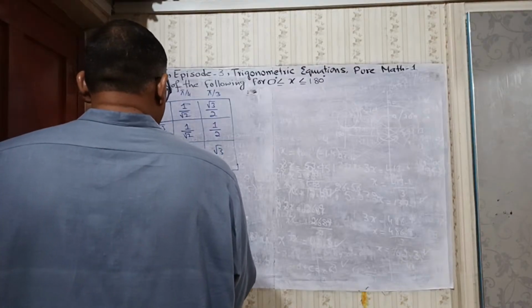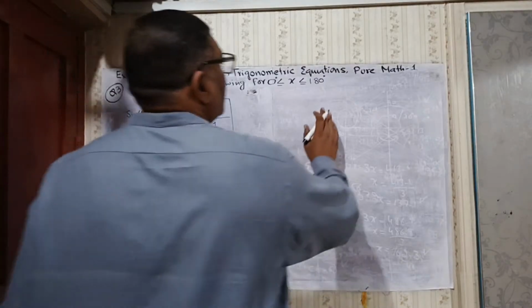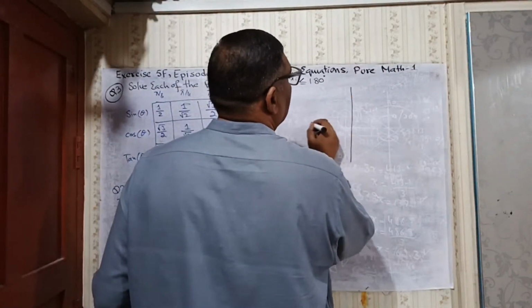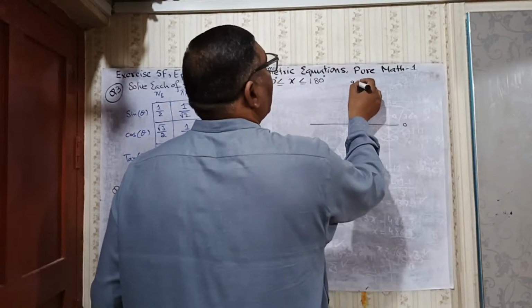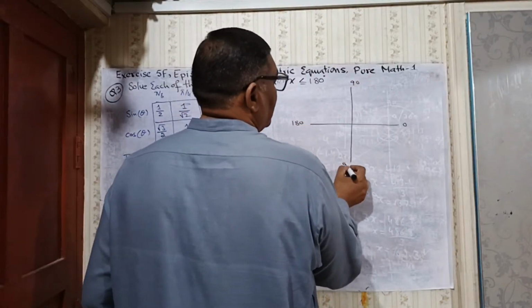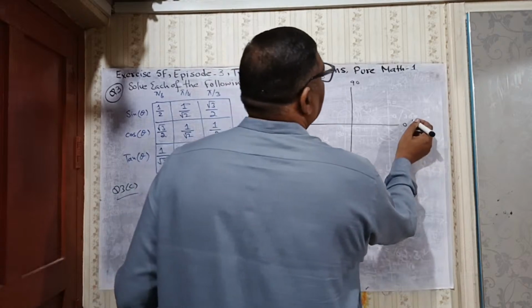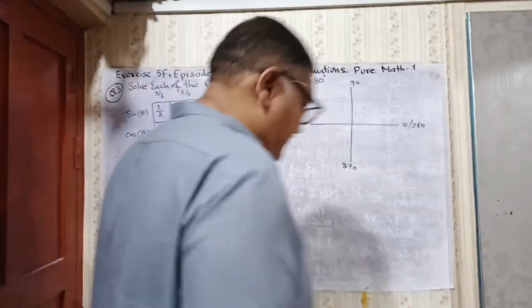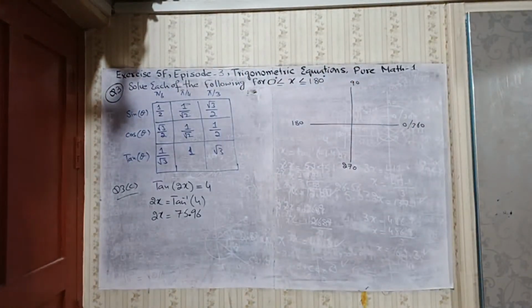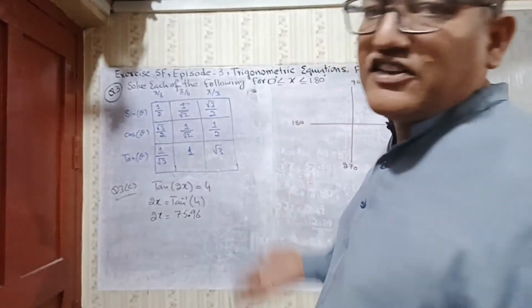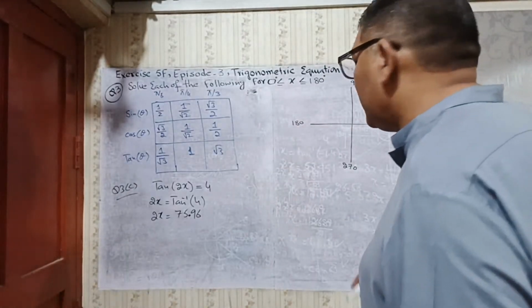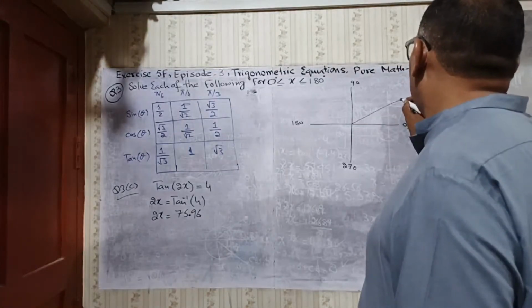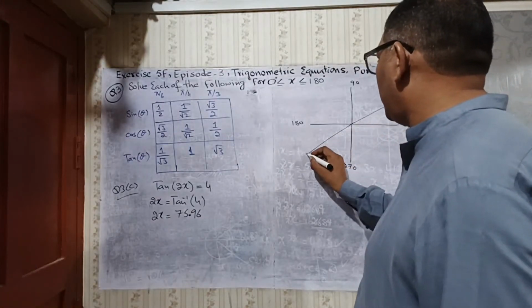Let me show you. This is 0, this is 90, this is 180, this is 270, and then you will have 360. After the tan inverse, I got 75.96. See, it's positive; the 4 was positive. So the tan is positive in two places: in the first quadrant and in the third quadrant.